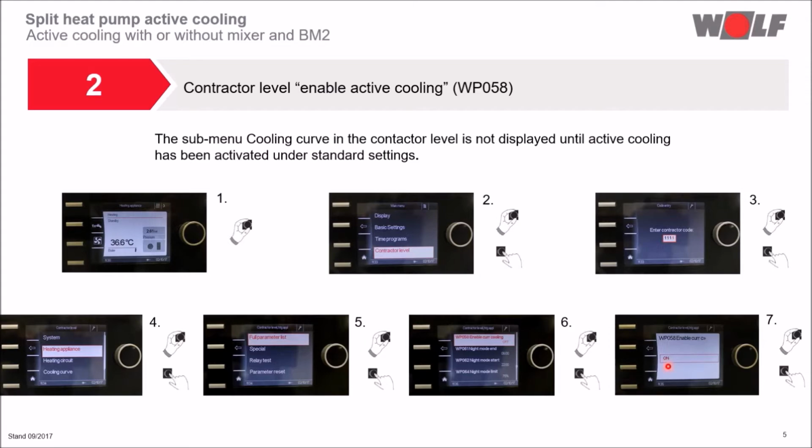If only the active cooling in the basic settings is activated, the cooling function is not active yet. Both settings, in the basic settings and in the contractor level, have to be activated. This setting function should prevent the function active cooling from being started in the basic settings by mistake.